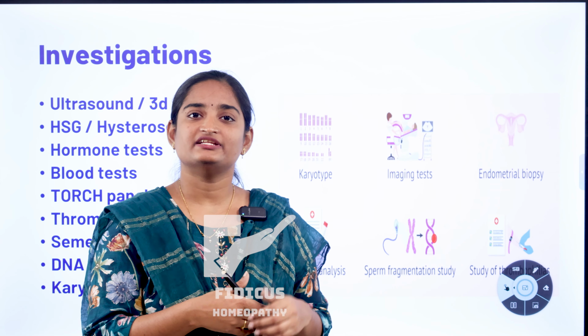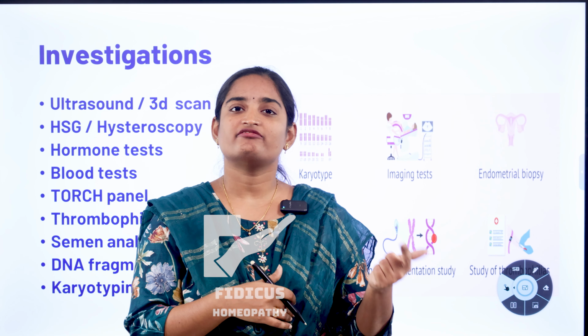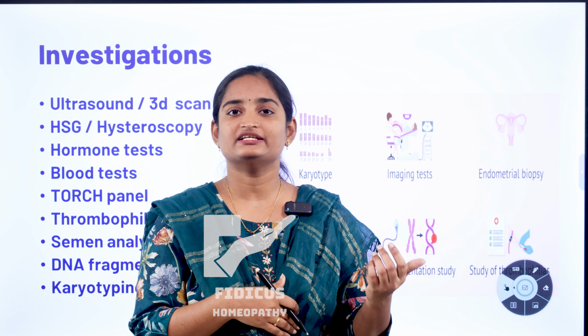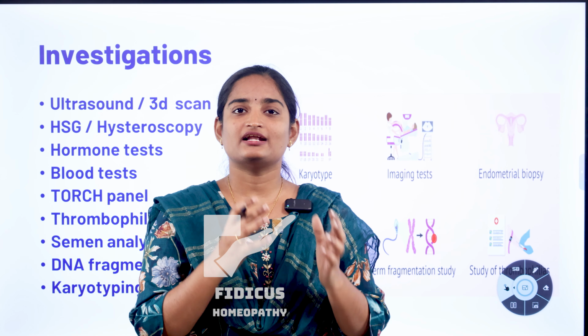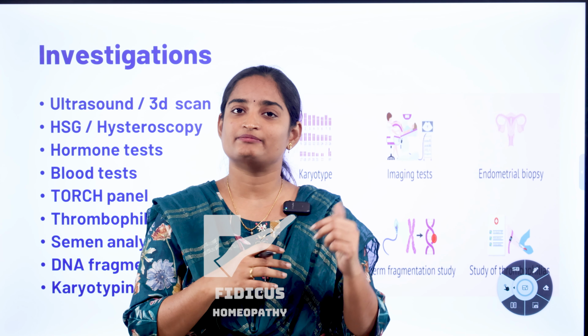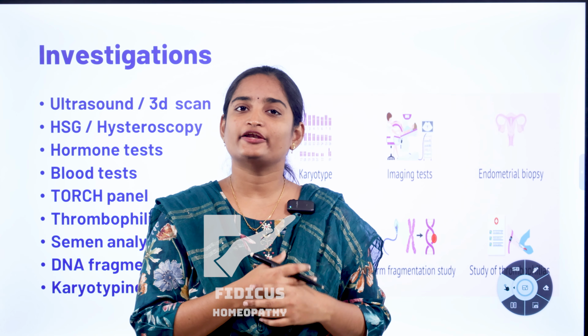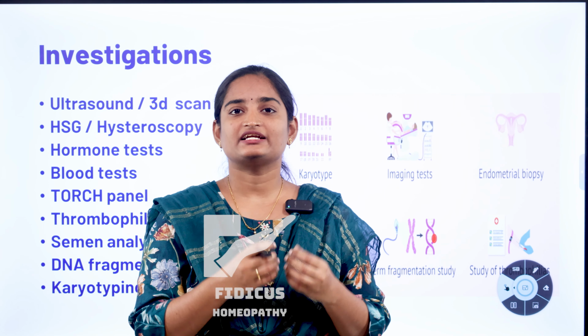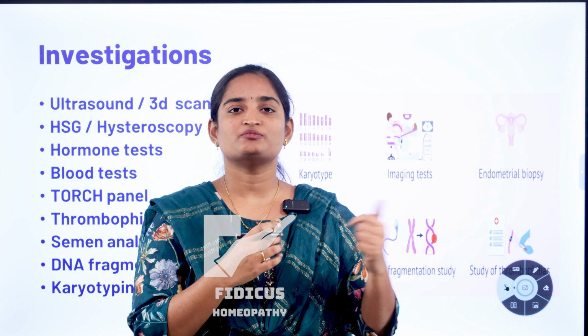Along with this, semen analysis and also DNA fragmentation should be done in recurrent miscarriages. By this semen analysis and DNA fragmentation, you can identify any DNA abnormalities in the semen. And also karyotyping is essential. Most of these recurrent miscarriages are mainly due to some chromosomal defects.